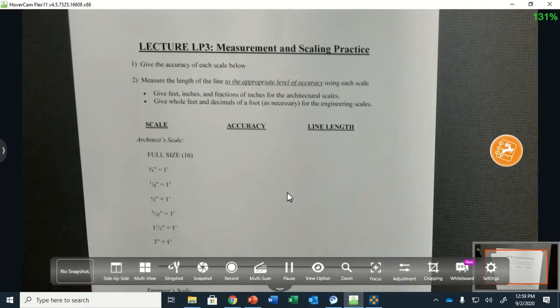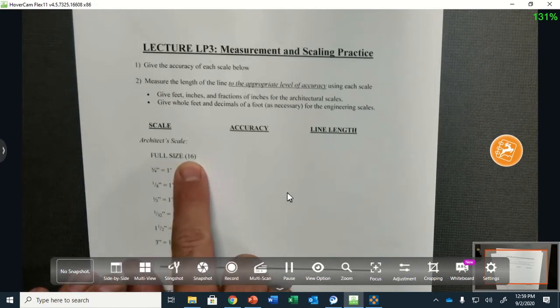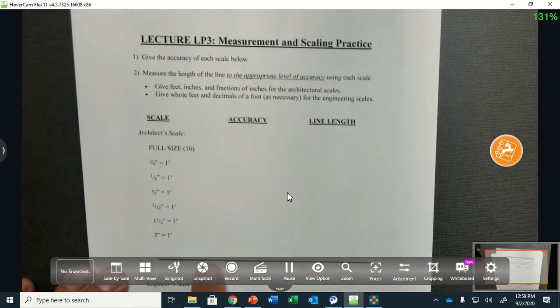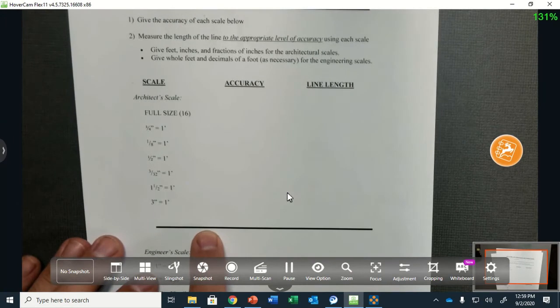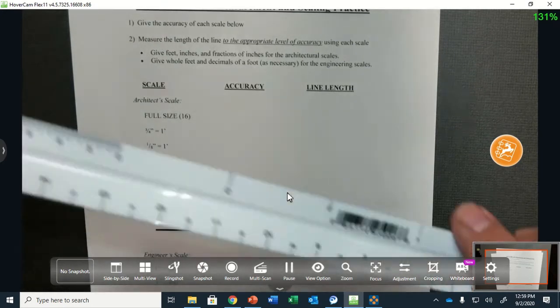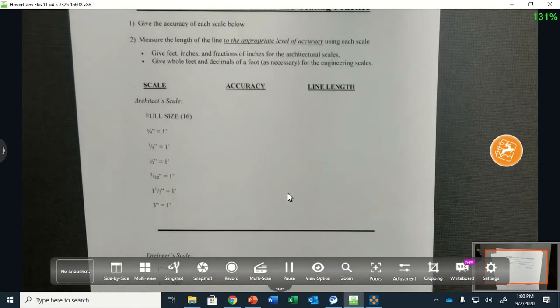Now they may be a little bit different, because depending how I print this out, the scale may change. For the full size 16, I want you to determine the accuracy and measure this line, and you're going to letter everything. I'll do the first one. So you're going to grab your architect scale.